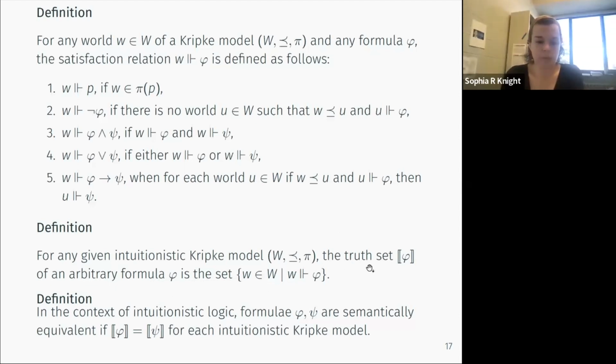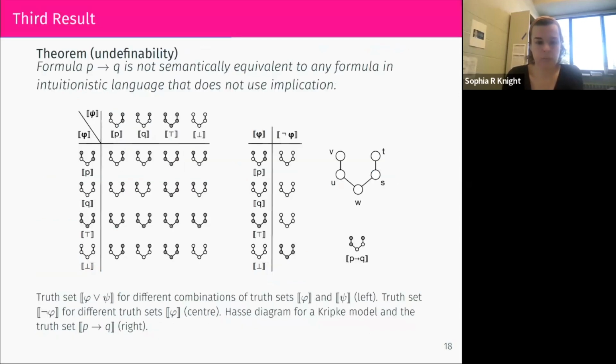Truth set is just defined as the set of all points that make a formula true. And semantic equivalence is defined as being true at the same points as usual. Okay, so now I will show you a little example of how we can use this method to prove undefinability results. So our first result is going to be to prove that we cannot define if P then Q in terms of our other operators in intuitionistic logic.